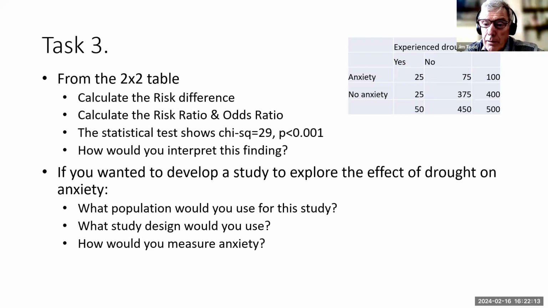So I'm not saying that we have to use 0.001. We should accept the fact that this is going to be significantly different. Anxiety is significantly different between those who experience drought and those who haven't.